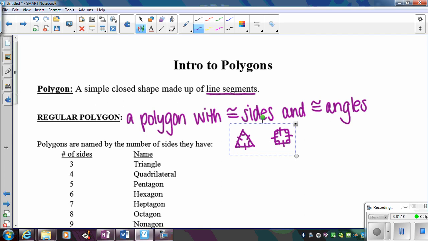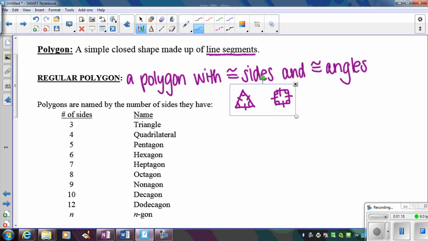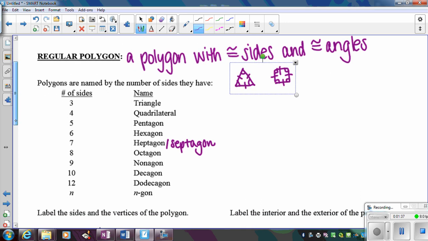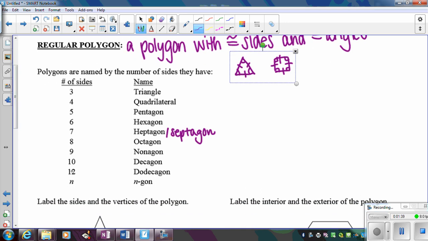So I talked about kind of here the first two, triangles, quadrilaterals. You've heard of all of these, but just as a refresher, so you have 5 sides, it's a pentagon, hexagon for 6, heptagon for 7. I've also seen septagon for this, so either would be acceptable. Octagon for 8, nonagon for 9, decagon for 10, dodecagon for 12.